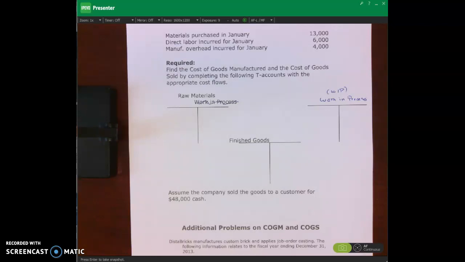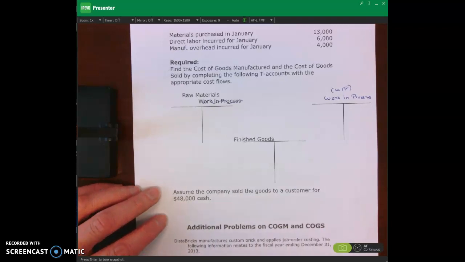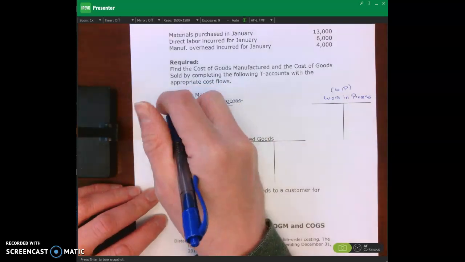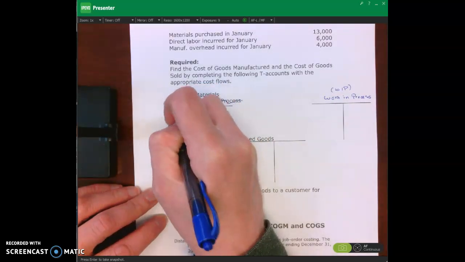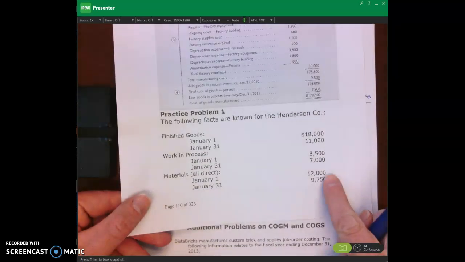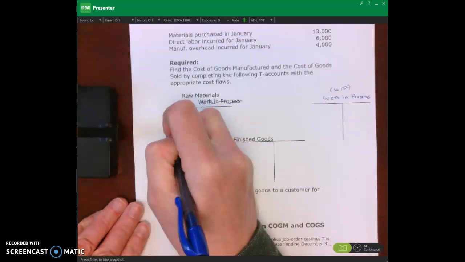So let's go ahead and calculate cost of goods manufactured and cost of goods sold using T accounts, okay? Because our materials, finished goods, and work in process are all inventory accounts, they are assets, so they have the normal balance of a debit. So I'm going to put those on the left side of the T account showing the debit. So I have my $12,000, and I'm looking right over here. Beginning balance, and then I'm told that I purchased an additional $13,000.